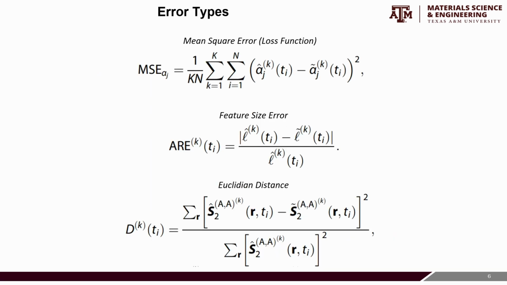There were 3 different error types looked at in this paper. The mean square error was what was actually used to train the model, but 2 other errors were looked at to confirm the validity of the model. There's the feature size error, and this is the feature size. That's the dip in the radial average that we discussed earlier. That's the minimum where the derivative is equal to 0. And we look and see how accurate that was. And we also have the Euclidean distance between every single point in that original map.